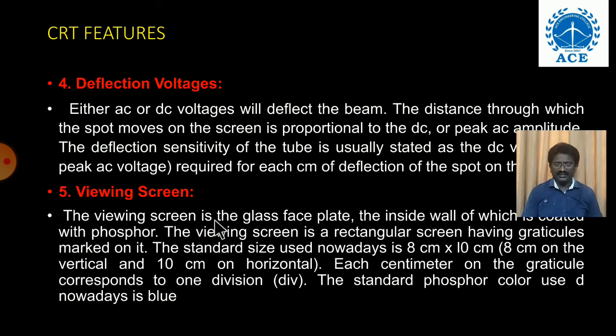So next one, view screen. The viewing screen is the glass face plate, the inside wall of which is coated with phosphor. The viewing screen is a rectangular screen having graticules marked on it. The standard size used nowadays is 8 centimeters and 10 centimeters. Here, 8 centimeters on the vertical and 10 centimeters on the horizontal. So each centimeter on the graticule corresponds to one division. The standard phosphor color used nowadays is blue. This is general; you can observe it on TV screens also. So these are the features of the CRT.